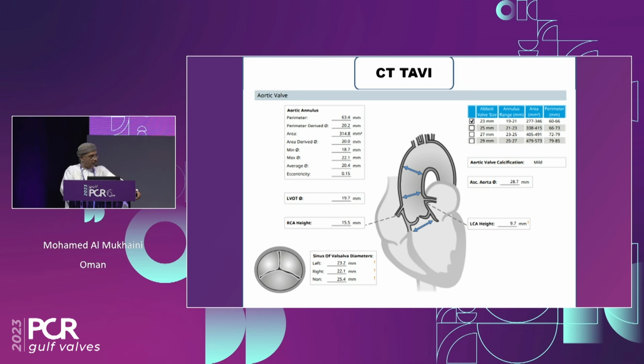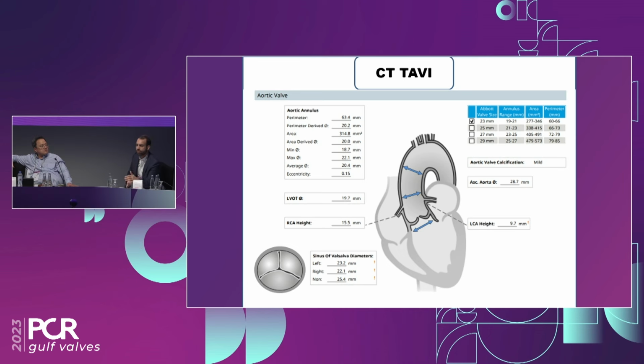But yeah, contrary to the Evolut, which has a tapered frame, the Navitor is tubular, so even at the level of the sinus, it stays the same size. So this is also a consideration when you deploy this valve, to know the level of the valve at the level of the sinuses. So this is a very important comment.